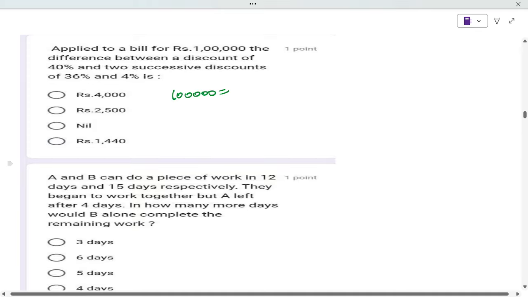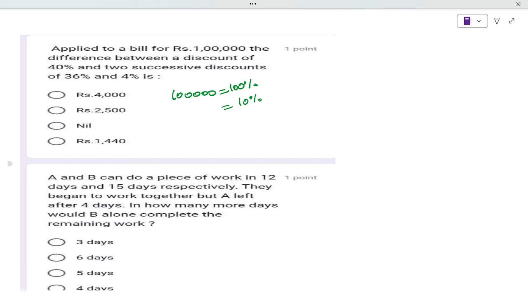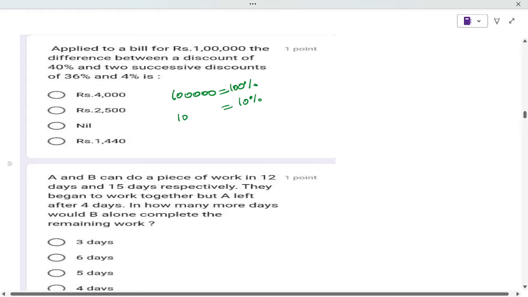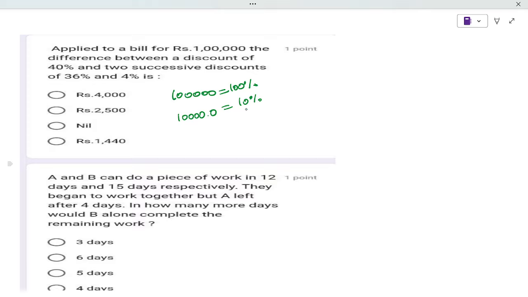So this number is 100%, and 10% of it, as you know from the class, I always put the point here, so that means 10,000. 10% is 10,000, so for 40% we multiply by 4.